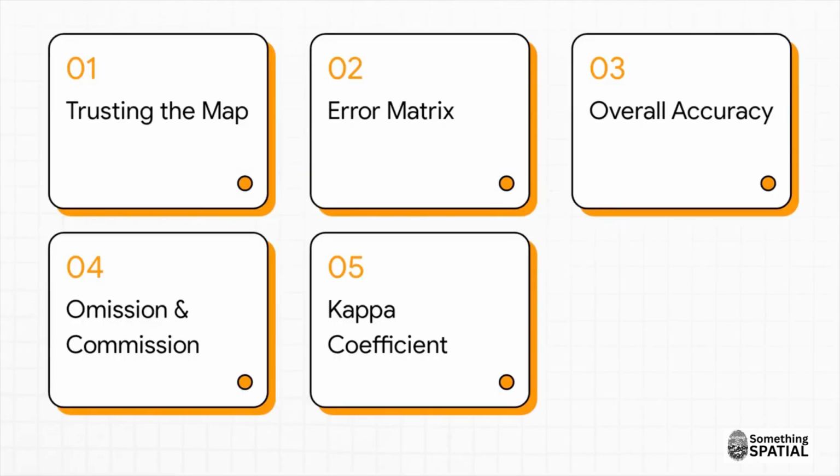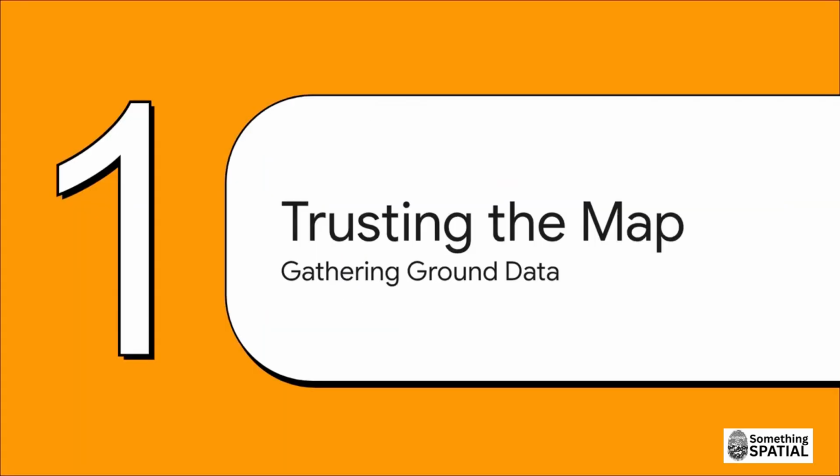So here is our roadmap for the explainer today. First, trusting the algorithm's map. Second, building the error matrix. Third, the overall accuracy illusion. Fourth, omission and commission errors. And finally, beating random chance with kappa. All right, let's jump right into part one, trusting the algorithm's map.